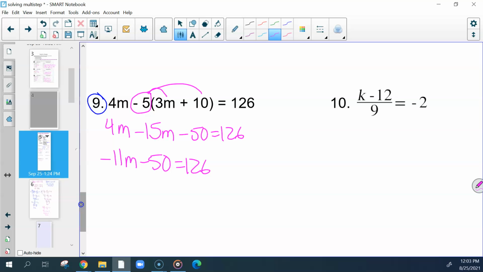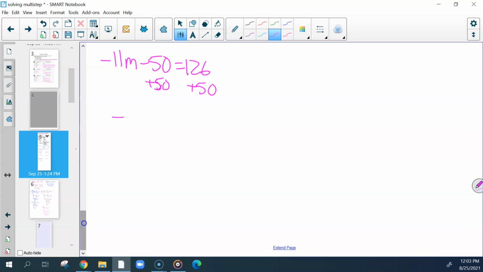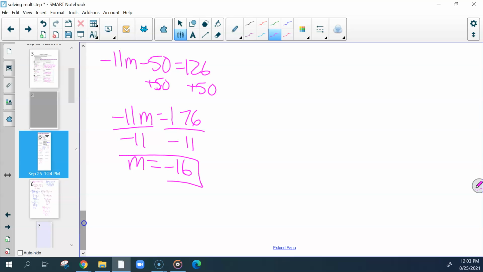Now this has become much simpler. Add 50 to both sides, and divide. What does m equal? Negative 16. We can put this back in, make sure it works.